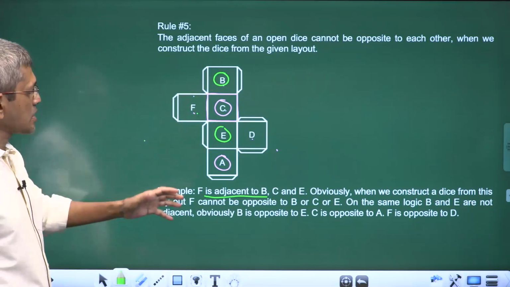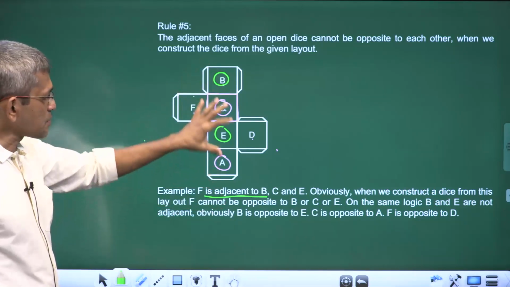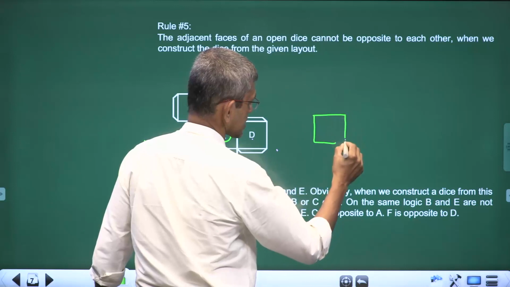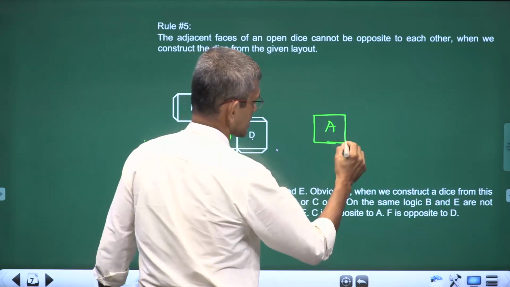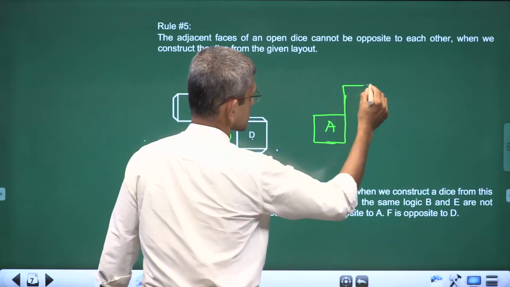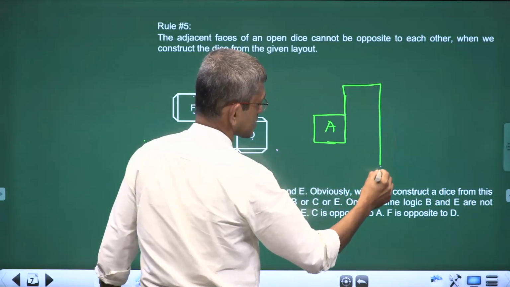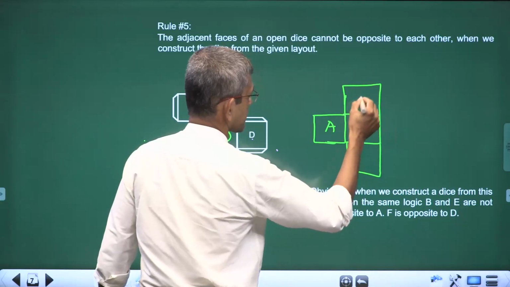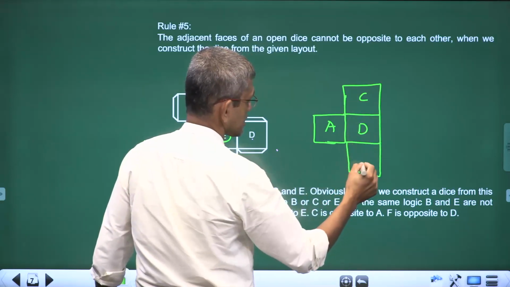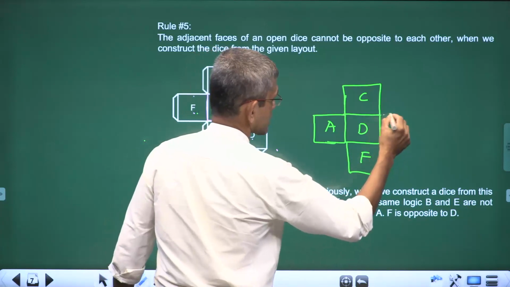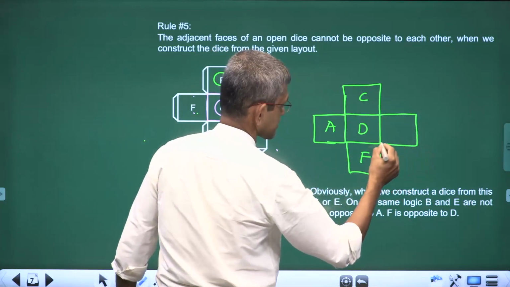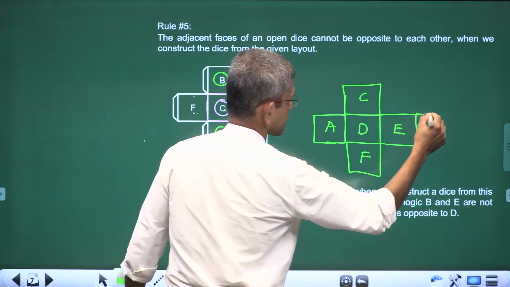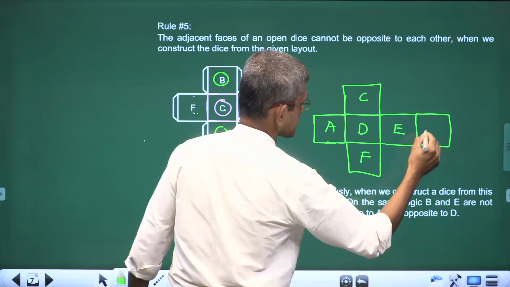So with this open dice, it's not always the same pattern. It would be in a different way. Sometimes they may give you something like this. It would be A, and something like this. This is what it is. So we have C here, we have D here, we have F here, and we have two more faces, right? And this one would be E, and we have one more, that's B.